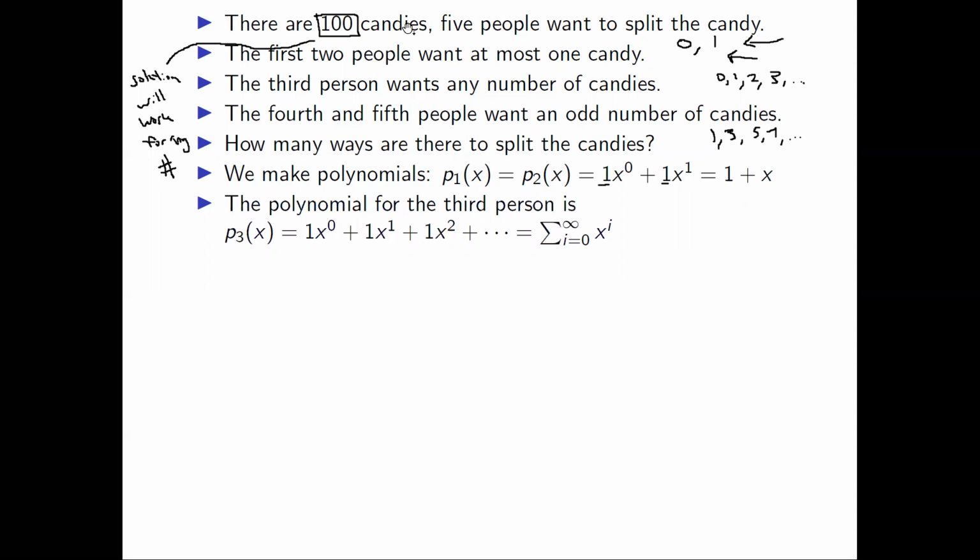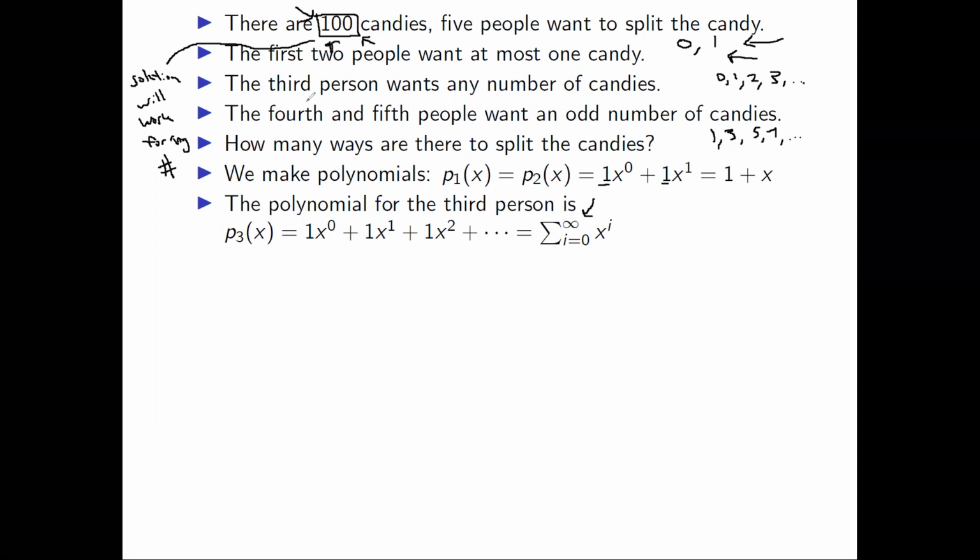Now, when you look at this, you might wonder something. Why are we going to infinity instead of to 100? And the answer is because the solution that we're using here is going to work for any number here, even if this number was much higher, like 1 billion. So we can still use the same polynomial for the third person, regardless of what the number is here.